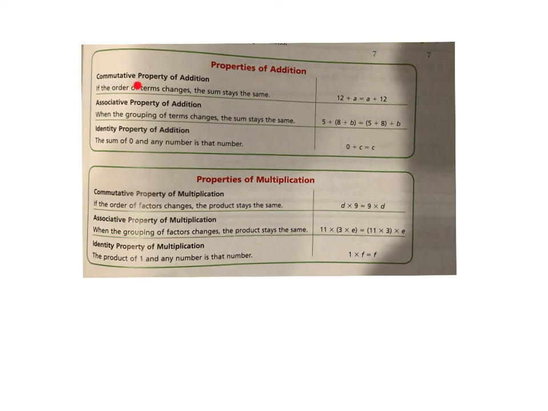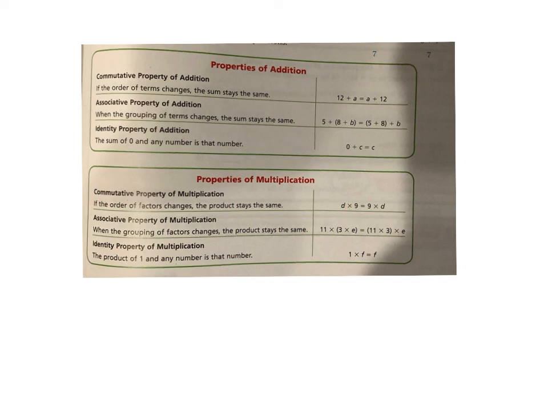The properties of addition: commutative property of addition, I can swap these. This was 12 plus A, A plus 12. Associative property, I can just regroup them. Instead of doing 8 plus B first, I can do 5 plus 8 first. And identity property, 0 plus C, well, C added to nothing is still going to be C. He maintains his identity.